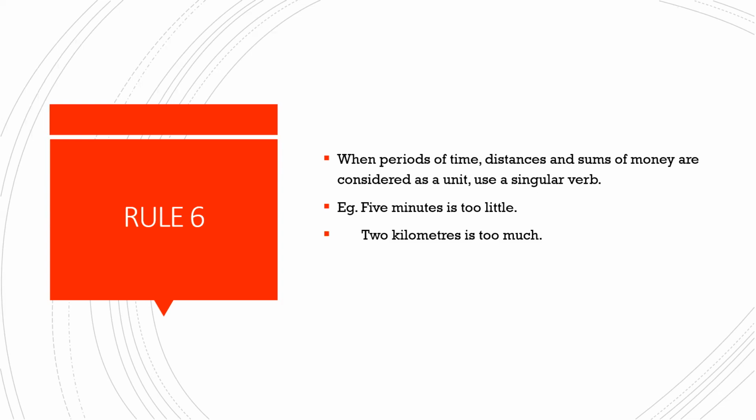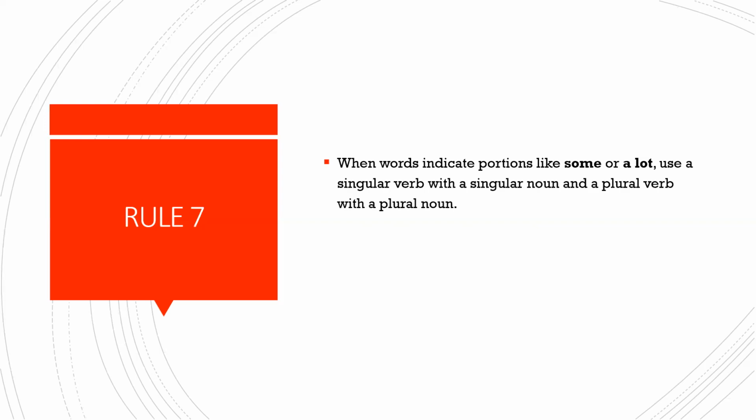What about this one? See, 2 kilometers. Now we are not talking about each of them separately. We are talking about 2 kilometers as one single unit. Hence, we use the verb is. 2 kilometers is too much. All right. And if I talk about sums of money as a single unit like this, 5,000 rupees as one single unit, and hence we use a singular verb is. So 5,000 rupees is a good amount to win. Clear? Here's rule number 7 for you.